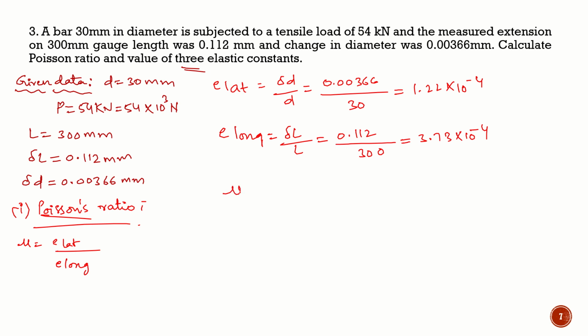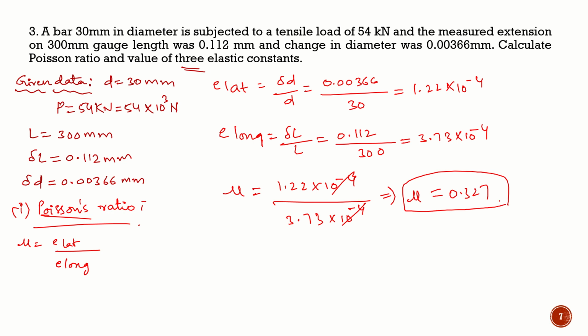Now mu. What is mu equal to? E lateral by E longitudinal. So it's 1.22 into 10 power minus 4 divided by 3.73 into 10 power minus 4. So from here 10 power minus 4, 10 power minus 4 will get cancelled. So our mu value comes out to be around 0.327. This is how you need to calculate the value for Poisson's ratio. Now we will start calculating the values of three elastic constants. So we have to calculate the value of E, C and K.